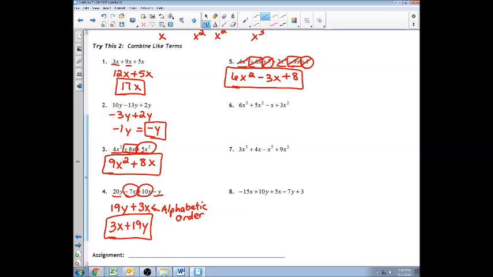Look at number 6. I have a 6x to the third. Are there any other x to the thirds in that problem? There's not.